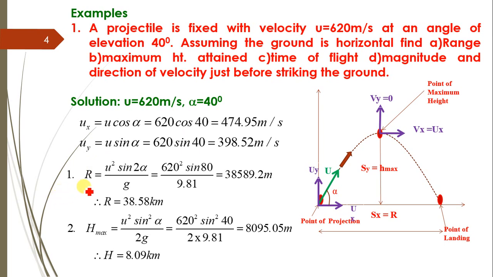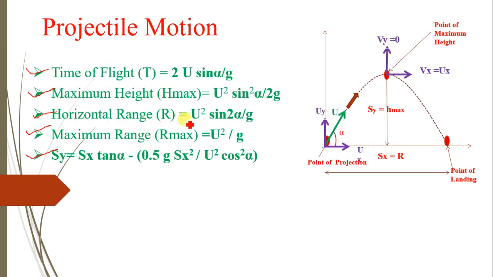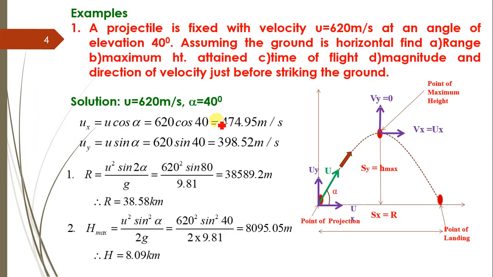So r equals, as we have seen in the maximum range formula, u square sine 2 alpha divided by g. Substituting the values, 620 square sine of 2 into 40, that is 80, divided by 9.8. The answer is 38,589.2 meter or 38.58 kilometer. It means when the projectile is thrown with a velocity of 620 meter per second, it will have a maximum range, or horizontal displacement, of 38.58 kilometer.